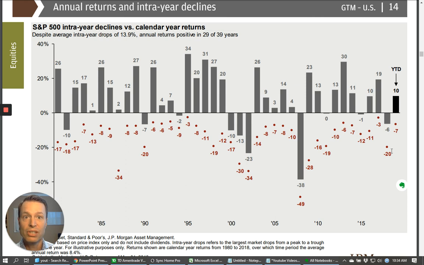Or last year, 2018, another rough year, saw a very significant decline. Anytime you hit 20% or more, that's a significant decline. And that happened. However, the year ended down 6%, so it recovered part of that.